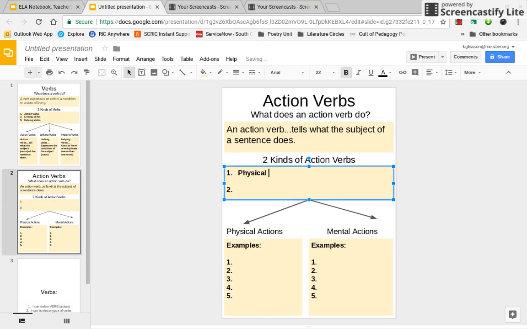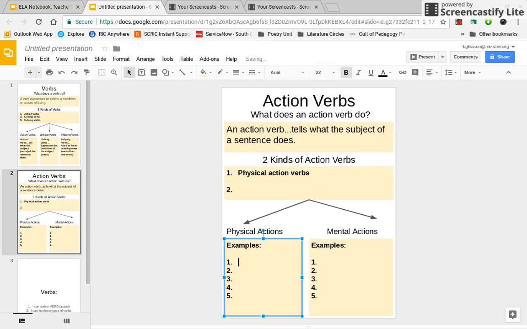physical action verbs, and those are things that you can see. You can see or hear someone doing. For example, I can see someone jump. I can see someone walk. I could hear someone say something to me. I can hear them talk. Or I could see somebody reach for the pencil sharpener.